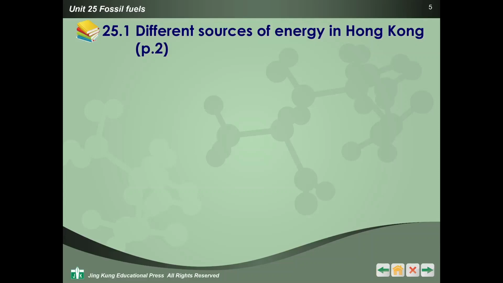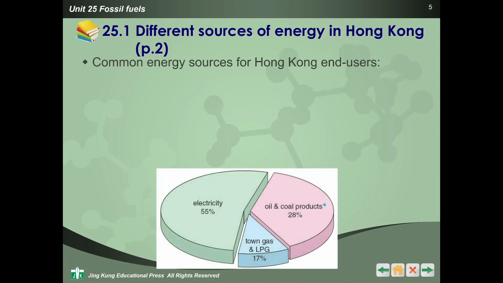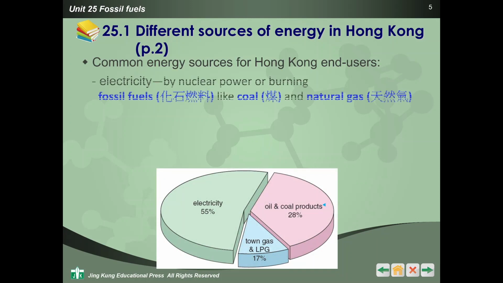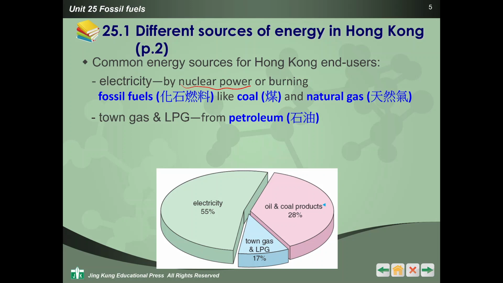In this video, we're going to introduce what fossil fuels are and learn the three different sources or types of fossil fuels. First off, in Hong Kong, we get energy from various types of sources. As we know, electricity can come from nuclear power, solar power, or wind power. But primarily, we get it through the burning of fossil fuels, such as coal and natural gas.